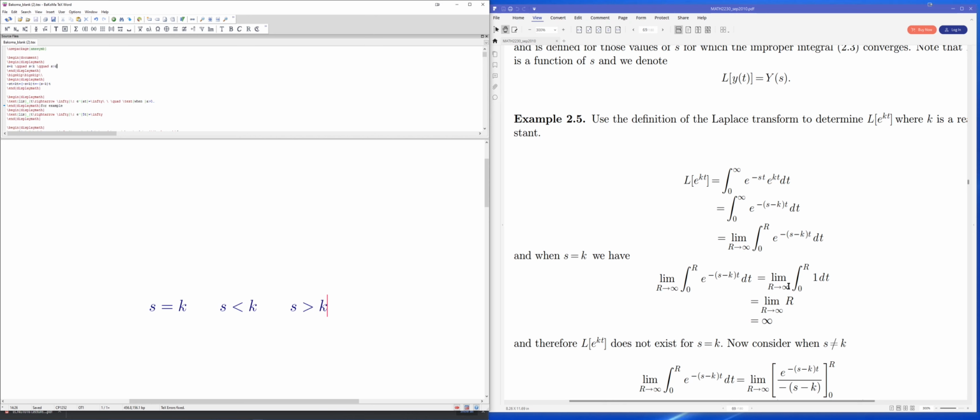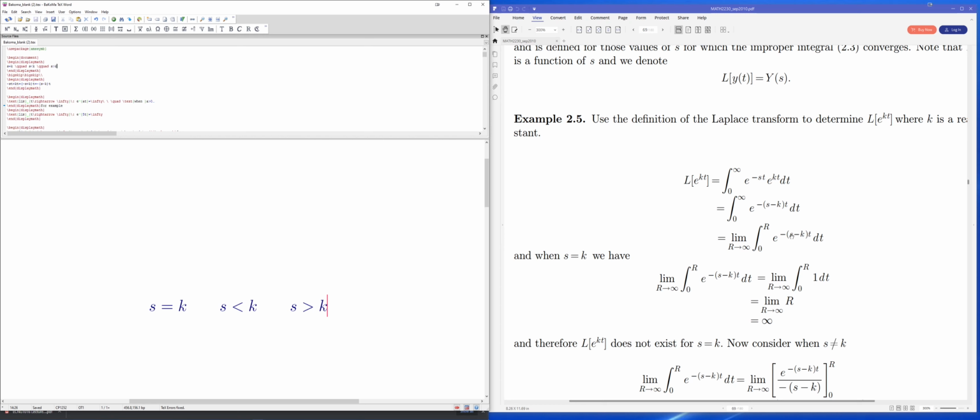Working out this improper integral, you integrate this 1, which gives you t, and then you put in t equal to r and t equal to 0, which just gives you r. The limit of r as r goes to infinity is just infinity. So what you see is that when s is equal to k, this improper integral is infinity. So it diverges when s is equal to k.